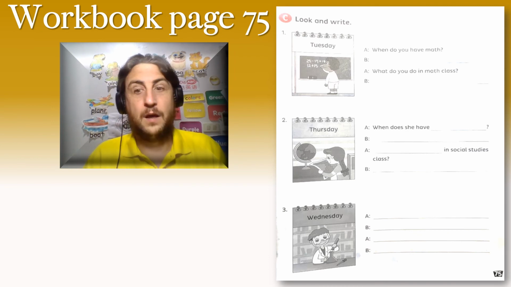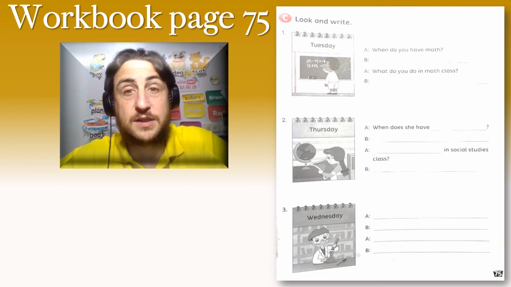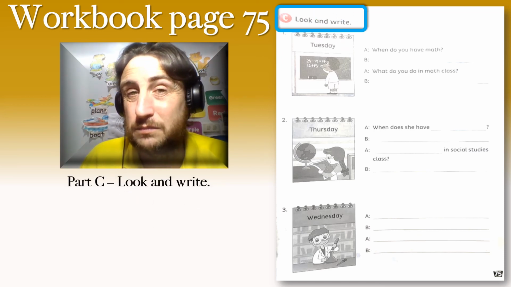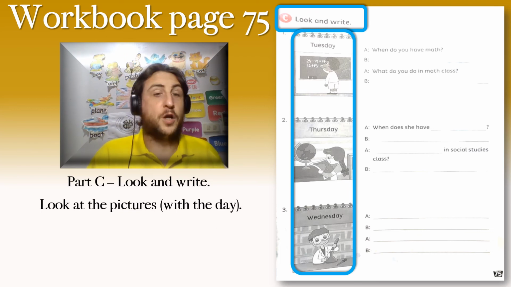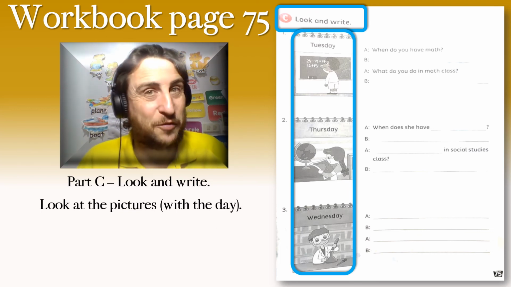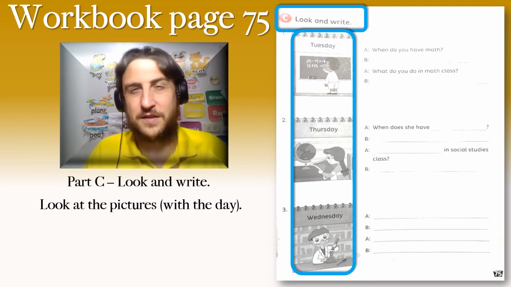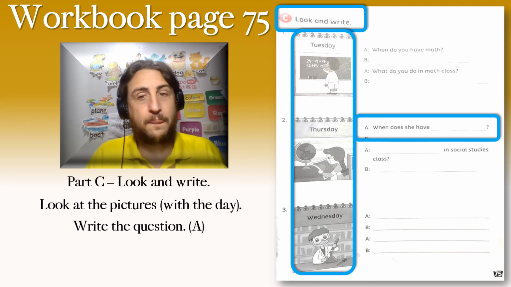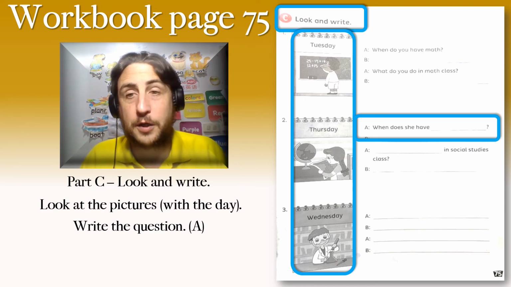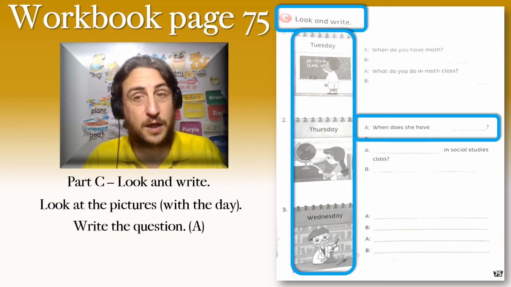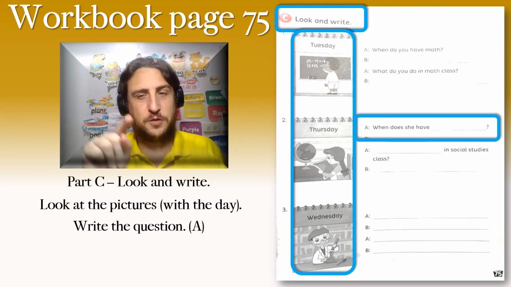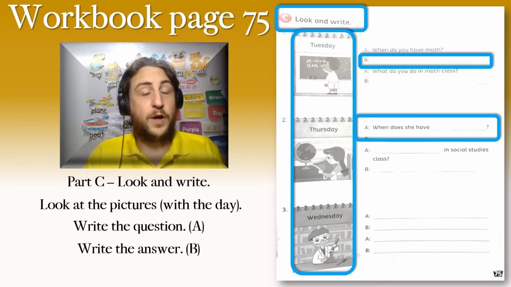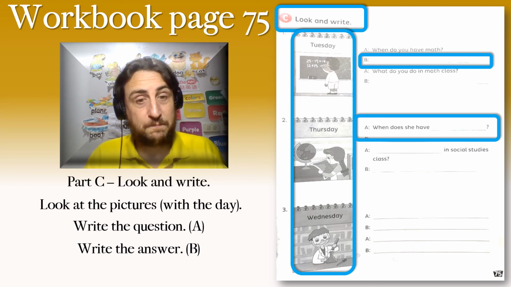Okay? Okay, here is page number 75. Part C. There is only one part. It's called Look and Write. So, look at the pictures. The pictures have the name of the day. Can you see that? You need to see that. Write the question. Question is always A. So for number 1, you have the questions. They have given it to you, okay? So you just need to write the answers. But for number 2 and number 3, you need to write the question and the answer. Write the answer. That's always B.